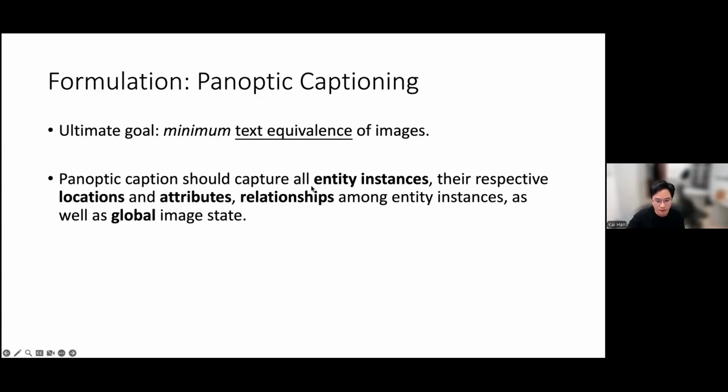And in this work, we consider the panoptic caption to capture all entity instances, all the objects within the image, and also their respective locations and attributes. So where they are, and how they look, and also the relationships among different objects, as well as some global image state, for example, the lighting or some other environmental factors. With this, we hope that we can recover or represent the image using text.